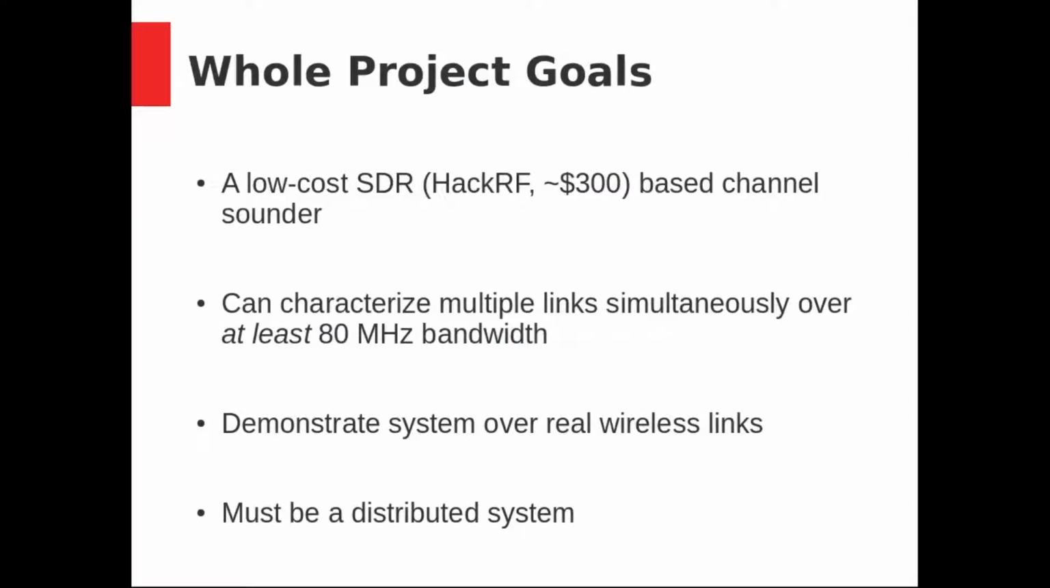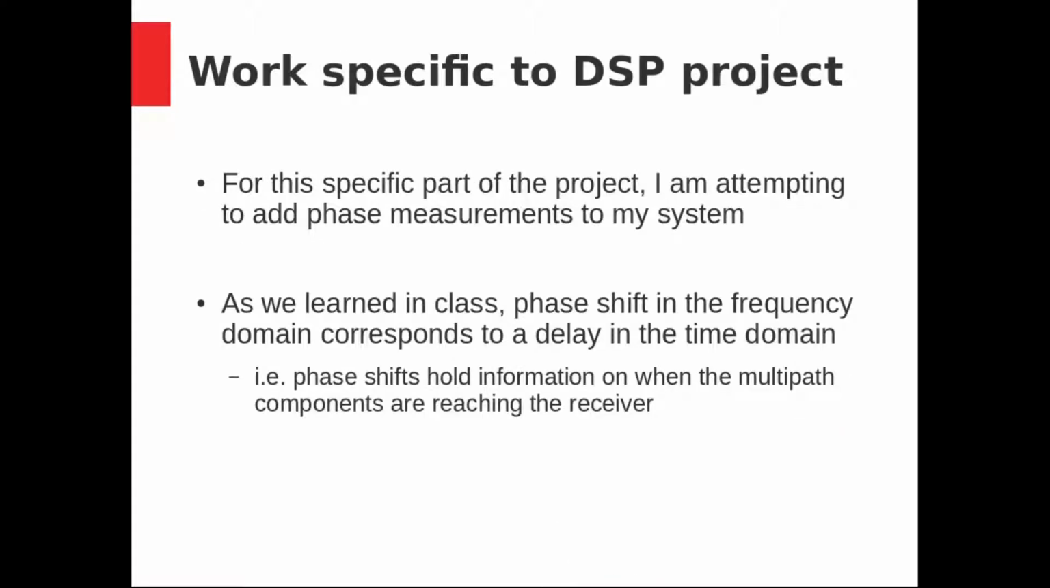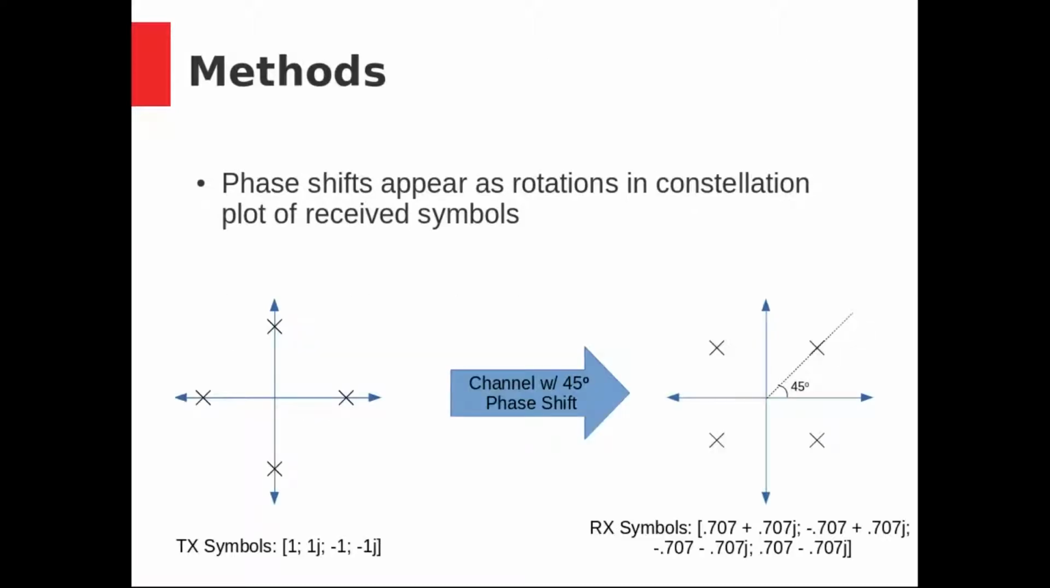The goal of my project as a whole, which extends beyond the scope of just this class project, is developing a low-cost software-defined radio-based channel sounder that can characterize multiple links simultaneously over at least 80 megahertz that's fully distributed. So far, I've come up with a scalar measurement system with an average error of about half a dB between my system and VNA measurements. For this specific class project, I want to explore adding phase measurements to my system.